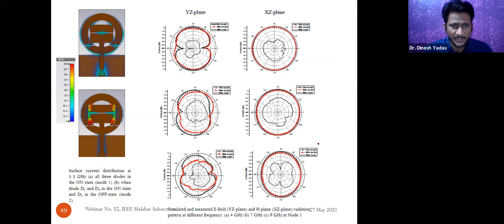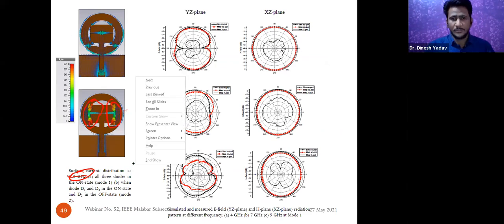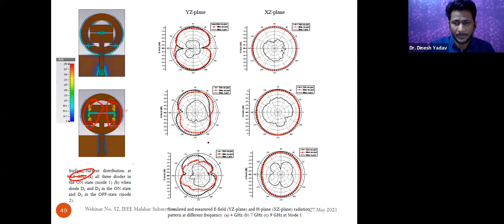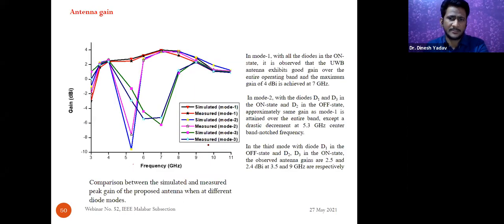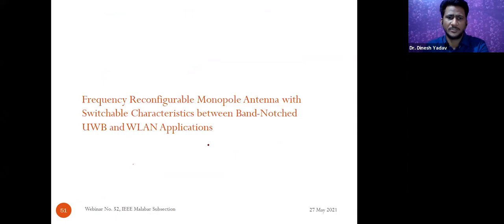So this thing again, yes, we told that some surface current at a particular frequency will be blocking the antenna performance at the 5.3 gigahertz band, and this radiation of the antenna from this ultra wideband radiating band to the band notch characteristic has been shown here. So this has been published in APMC, Asia Pacific Microwave Conference, and these are the different modes of the diodes that have been shown.